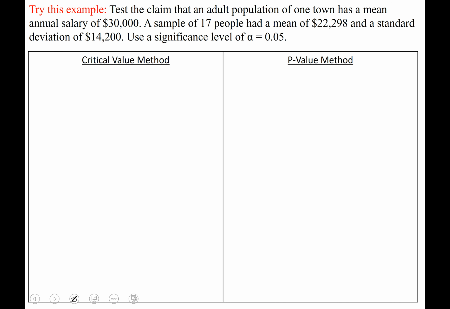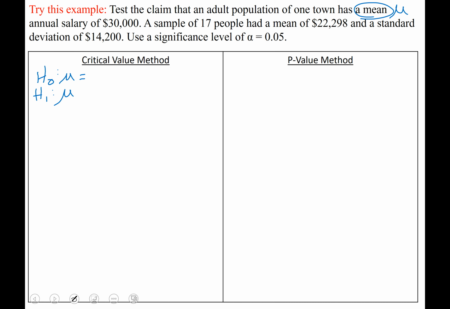Okay, as we know, the two methods start out the same with two capital H's, sub naught, sub 1. Time for our first decision. P, mu, or sigma. And this claim is about, tests the claim that adult population of one town has a mean. So since the claim is about a mean, we write mu.